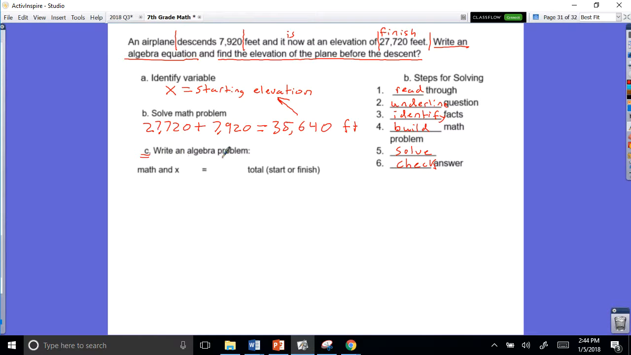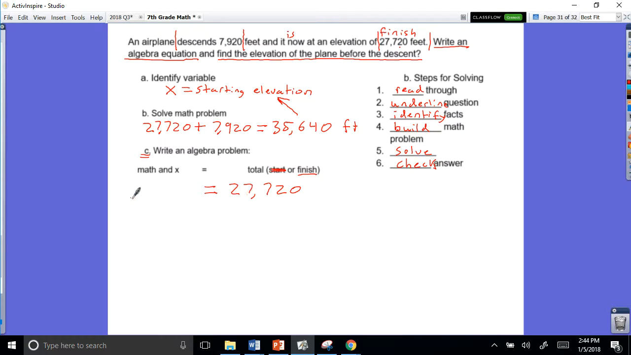We're going to write our algebra problem. Let's put our equal sign right here. Get your total down first. In this story problem, they did not give us the start, but they did give us the finish, which is right up here. So that is going to be our number. That's going to be the total, 27,720. This is the number we're trying to get to.